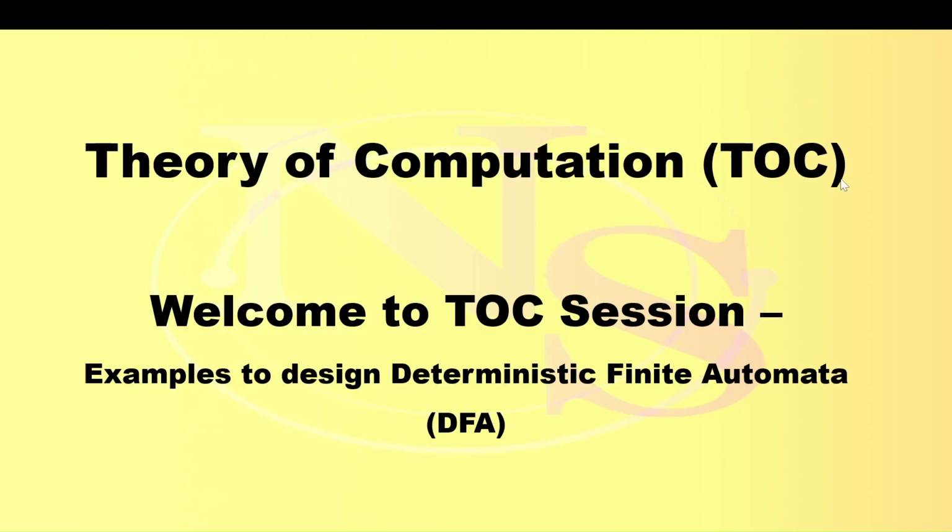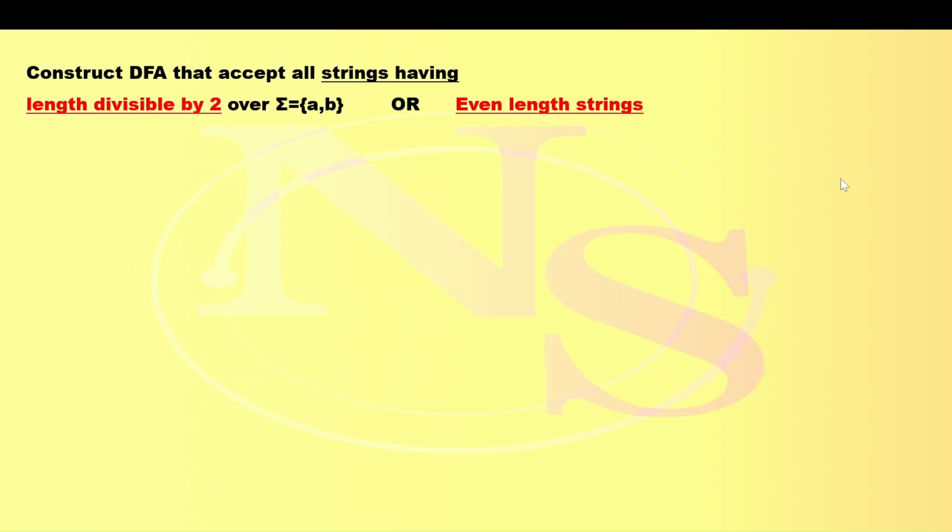Let's continue with a few more examples on designing DFA. Here the question is: design a DFA that accepts all strings where the length of the string is divisible by 2, or we can say even-length strings. As we know, any number divisible by 2 is called an even number. So an even-length string is the same as a string whose length is divisible by 2.